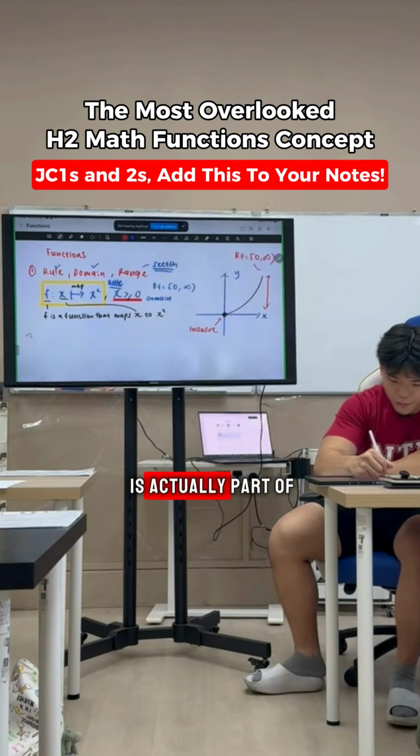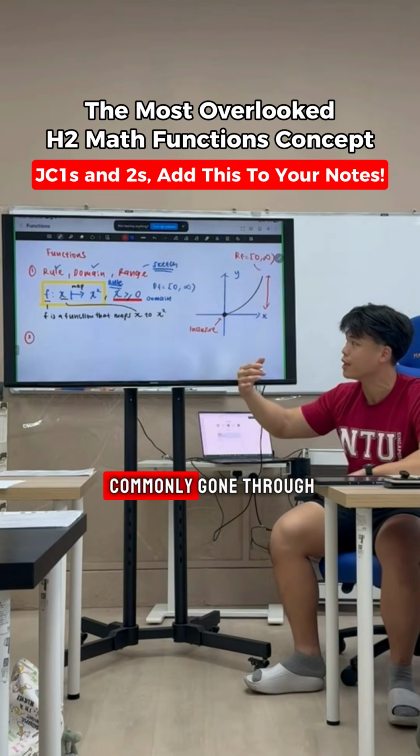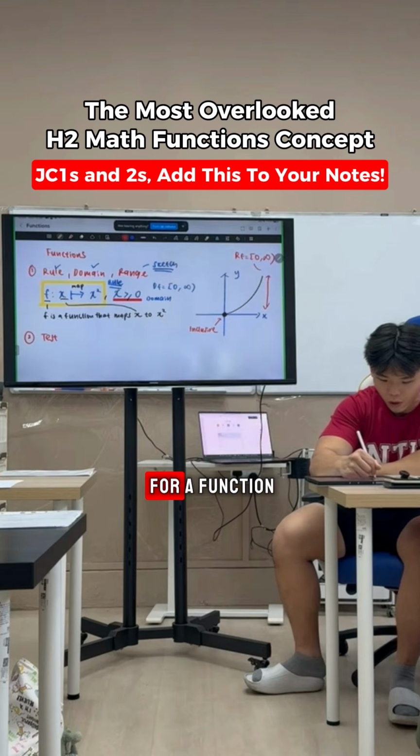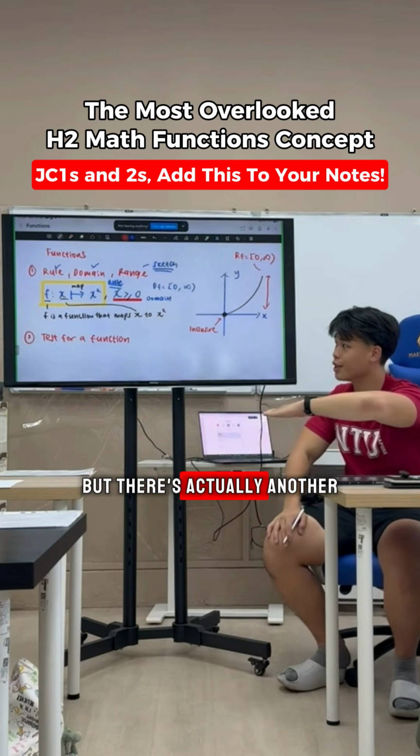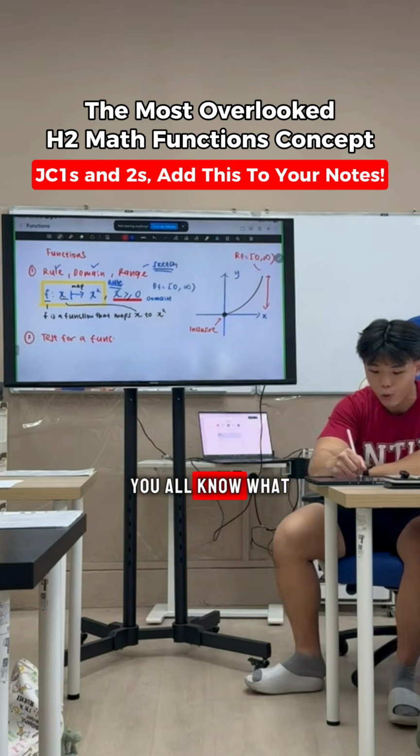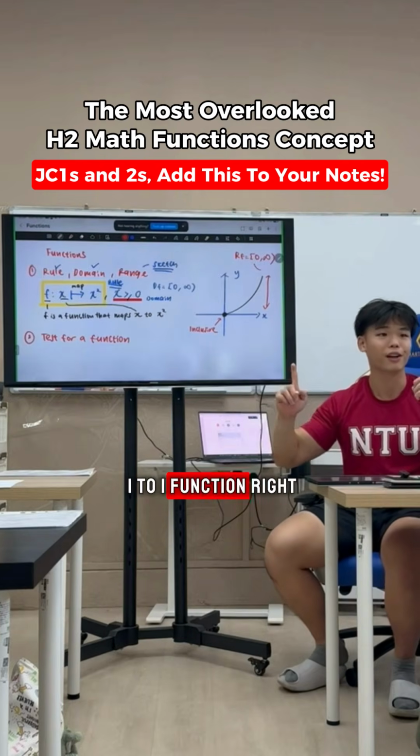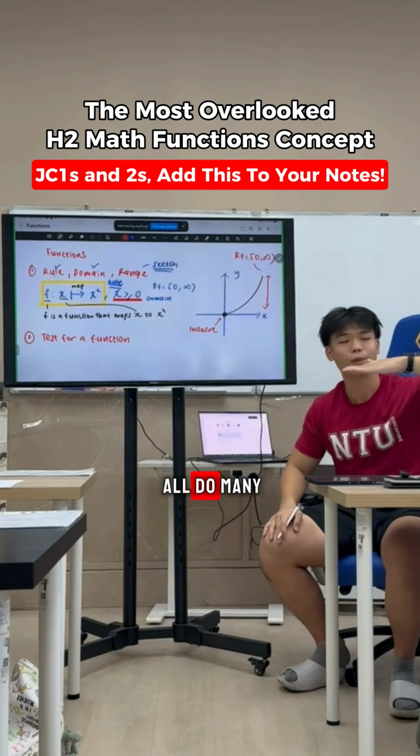There's one thing that is actually part of the syllabus, right? But not very commonly gone through, which is a test for a function. But there's actually another test for a function. You all know what the test is for a one-to-one function, right? That one is the horizontal line test. You all do it many times already.